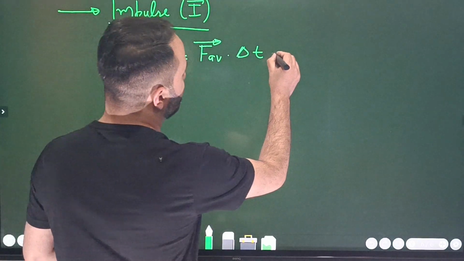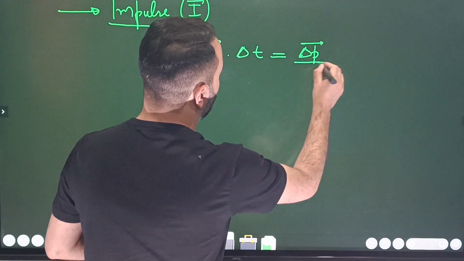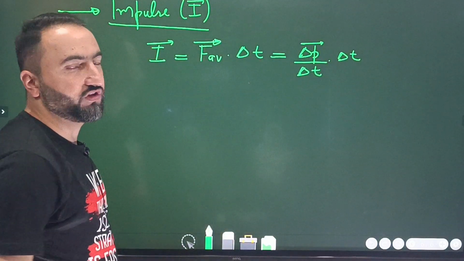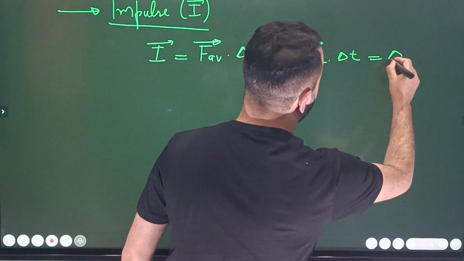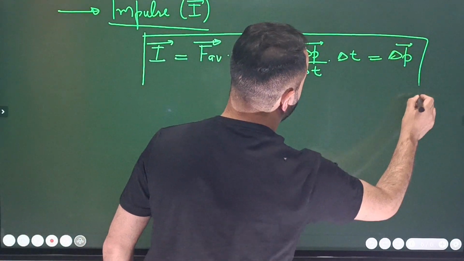And obviously what will this be equal to? This average force, you know that it's equal to delta p divided by delta t, multiplied by this delta t. Because average force is equal to delta p divided by delta t. This term and this term are going to cancel, so it is in turn equal to delta p. That's it. This is the equation that's highly important for us.